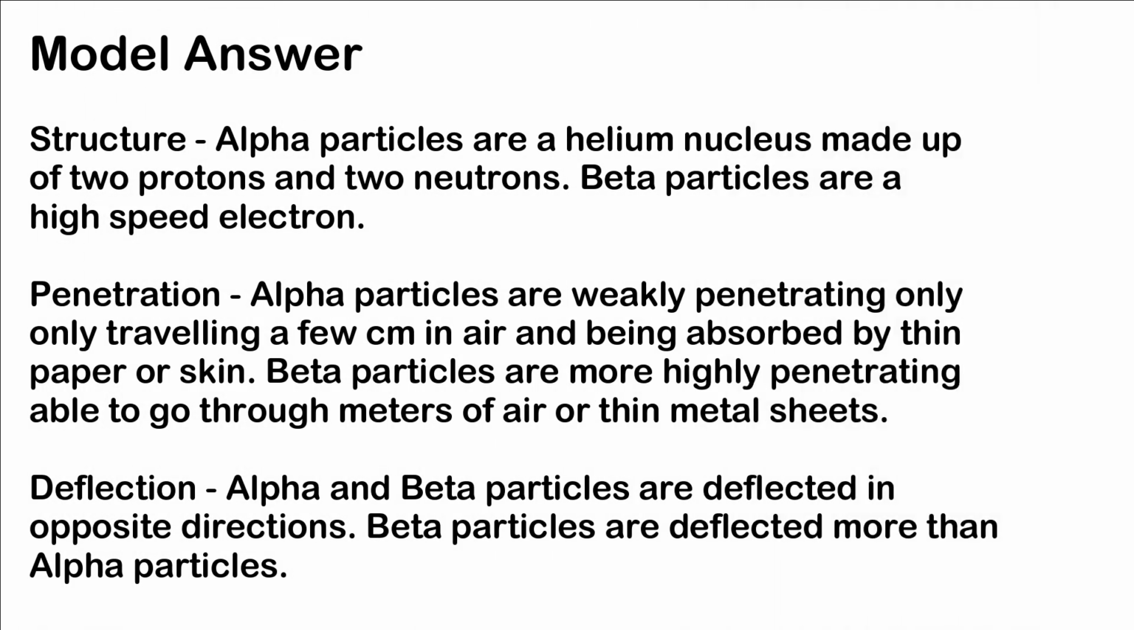So, here we have a model answer. This is not the only correct answer, but this is an answer that would gain you the full 6 marks. You'll note that in the structure, I've kept it really simple. I have talked about the structure of alpha particles, then beta particles, the penetration of alpha particles, then beta particles, then finally the deflection of both, noting that I've got to compare them to each other. This not only makes it easy for me to see that I've covered all the points, but makes it really clear for an examiner where my marks should be coming from.